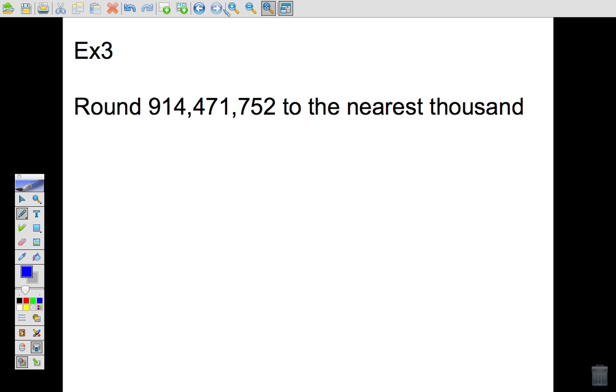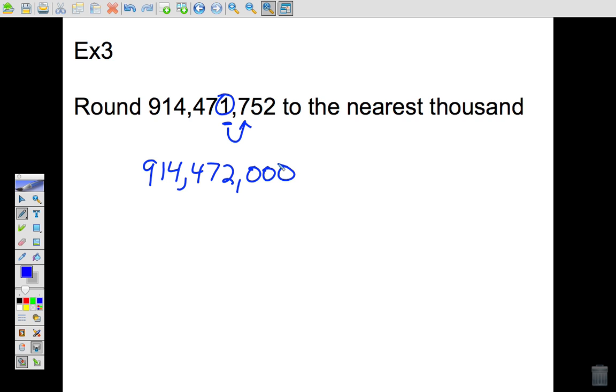All right, last example. Here we're rounding to the nearest 1,000. So let's underline the thousands place. Ones, tens, hundreds, thousands. Look at the digit to the right. Is that digit to the right 5 or above? Is 7 5 or above? It is. So my 1 is going to go up 1. So I have 9, 1, 4, 4, 7, 2, and then fill the rest of the places with zeros.